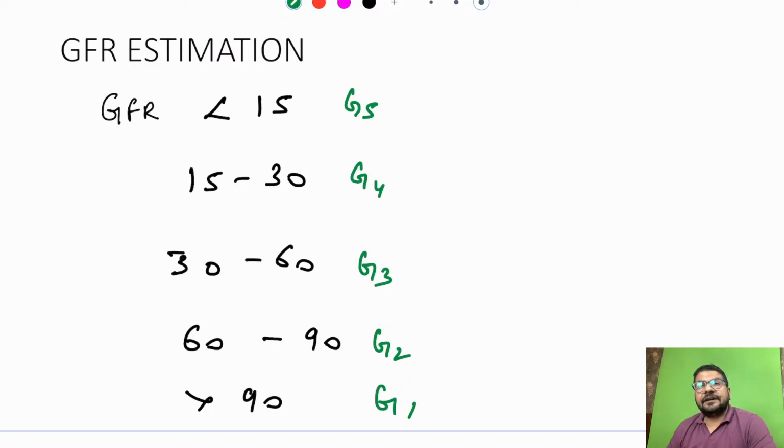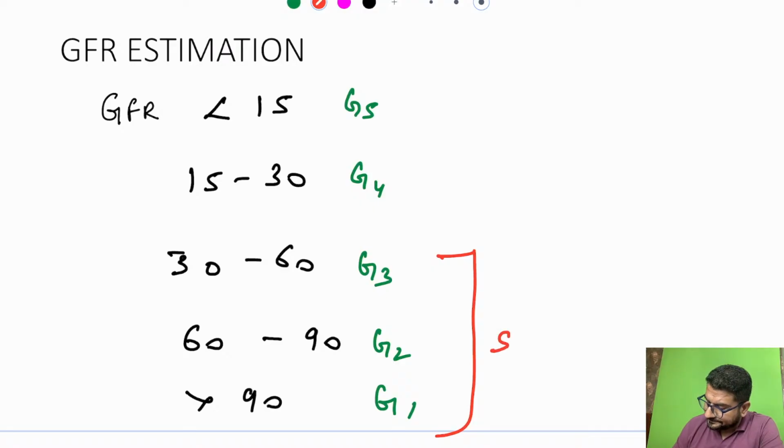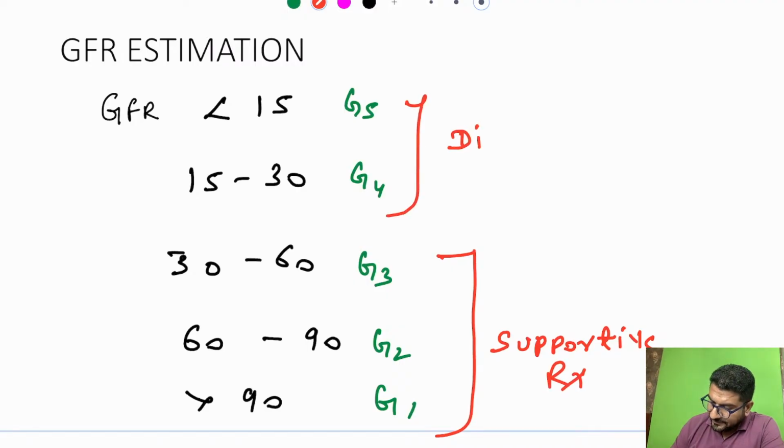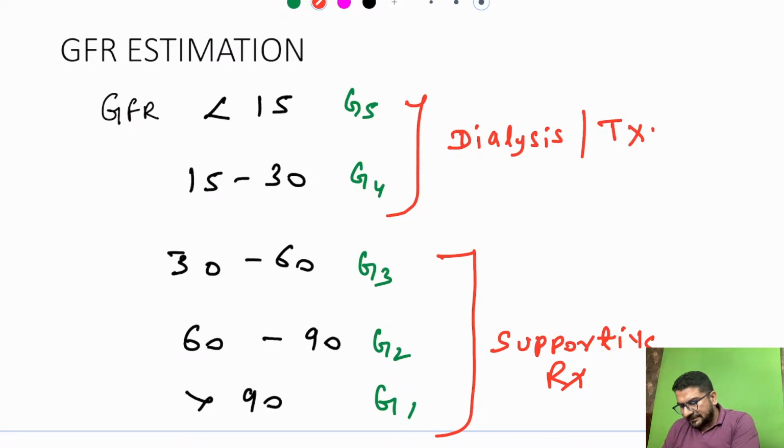So when will you say grade 5 CKD? When GFR is less than 15. So now understand we have G1, G2, G3. In G1, G2, G3, the treatment will be supportive. So we do supportive treatment. In G4, G5, the treatment will be either take the patient to the dialysis department and do dialysis, or we can offer a transplant. We will do dialysis or transplant, right? So this is about the CKD classification which you have to remember.